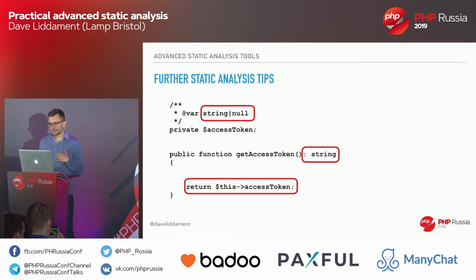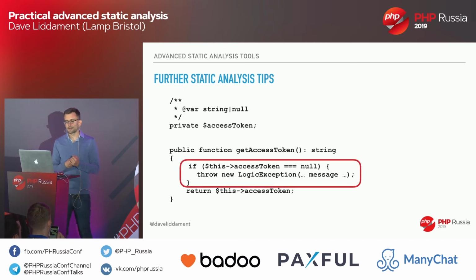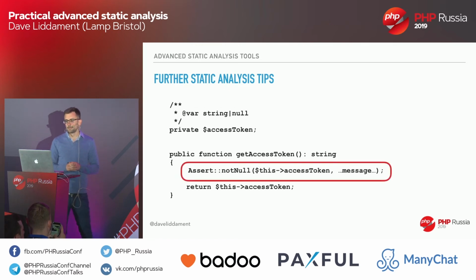So we can make Psalm happy by adding in this extra code here, and it's just this check. And it's clever enough to look at this check and say, well, if access token is null, then I'm throwing some logic exception, so I never get to the return statement. And we might want to rewrite this. Instead of having those if statements, maybe we just write an assertion method called assertNotNull. And we say we're expecting the access token to not be null, and here's a message if it is null. And the message would probably be, you've called getAccessToken, but you haven't called the execute method first.